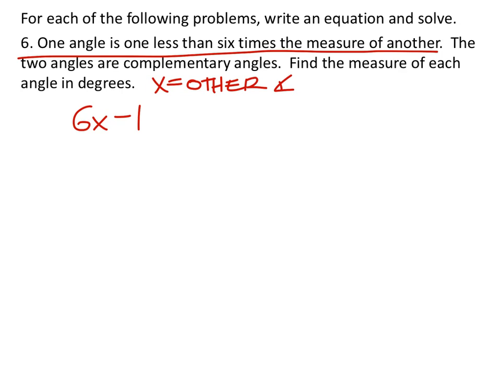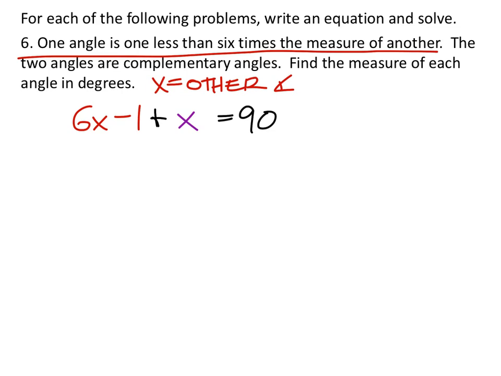Now it says that the two angles are complementary angles, which means when I add the two together, I should get 90 degrees for complementary. So what is the other angle? Well, it's just x, and we've only got 2 of these angles. So this is the equation, and we've defined the variable.